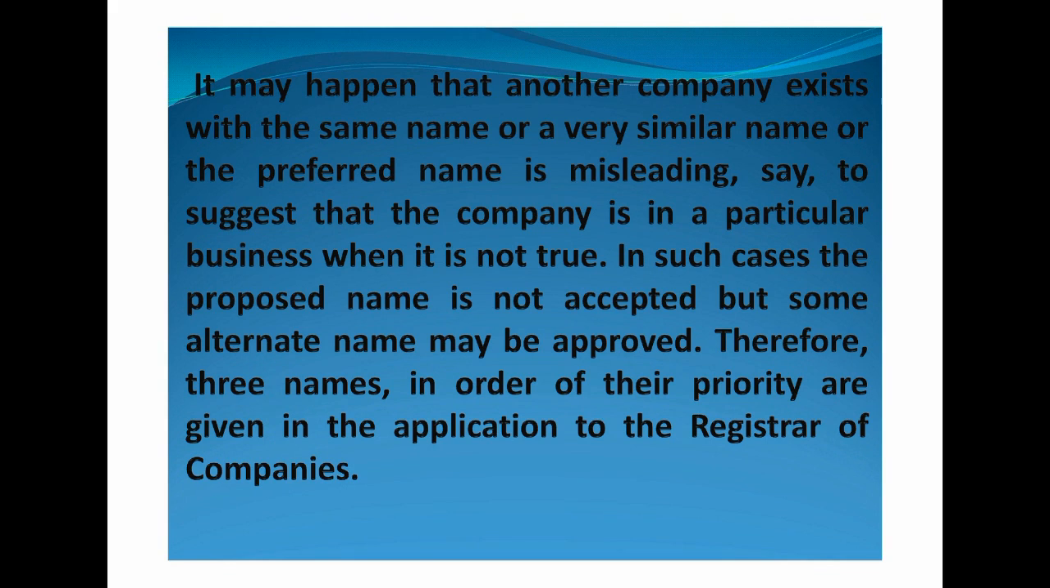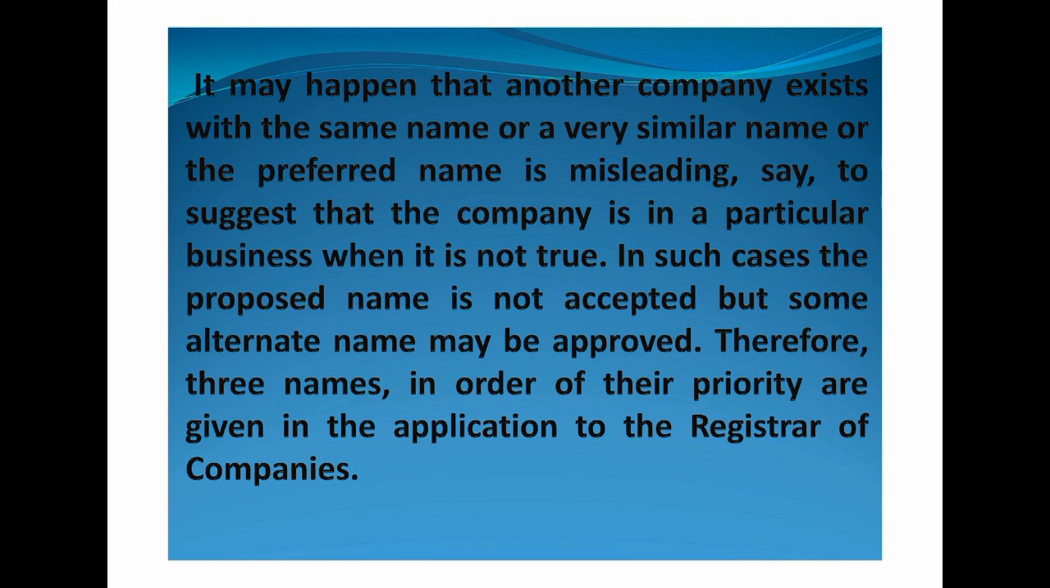So, like I told you, there are certain criteria in order to select the name. Three names in order of their priority are given in the application to the registrar of the company. Also, the pro forma application for the availability of name in Form Number 1A may be given.